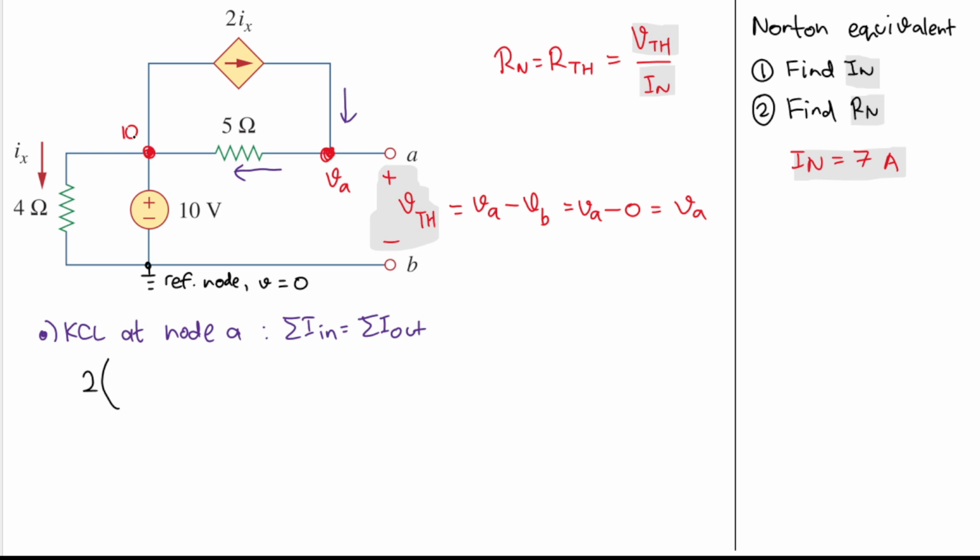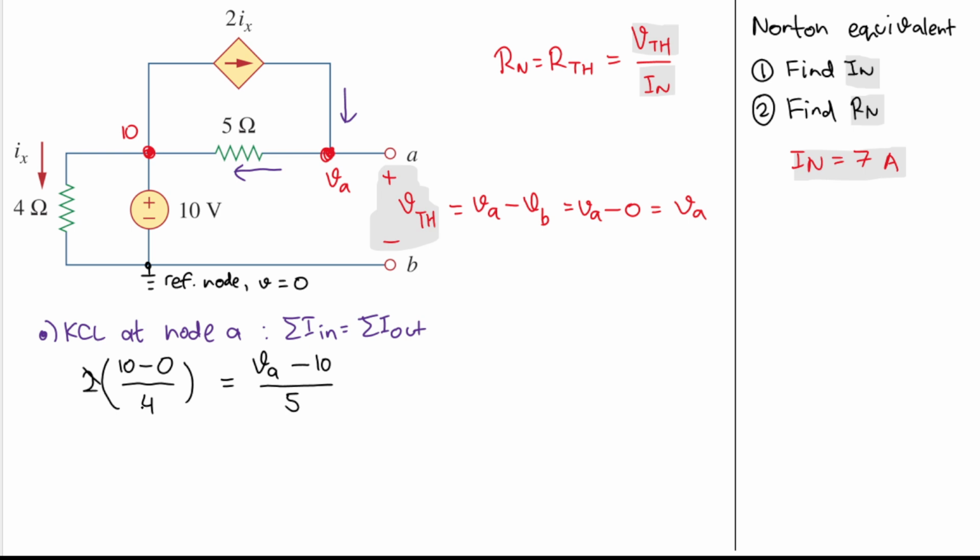So what is Ix? Ix is this node here, where the current comes from. That will be 10. And the current goes into the reference node, so we will have 0. So I'll have 10 minus 0, and then divided by the resistance between them, which is 4 ohm. Good. And that is all the current that goes in. And the only current that goes out is this one here. So I will have this VA, where the current comes from, and then minus 10. 10 is where the current goes to, right? And then divided by the resistance between them, which is 5 ohm.